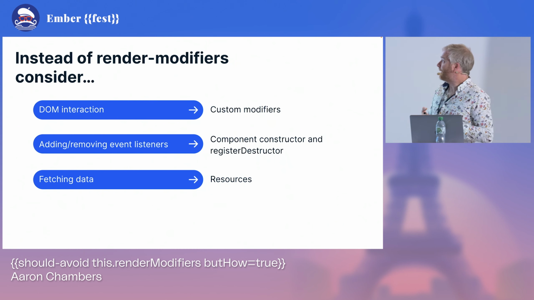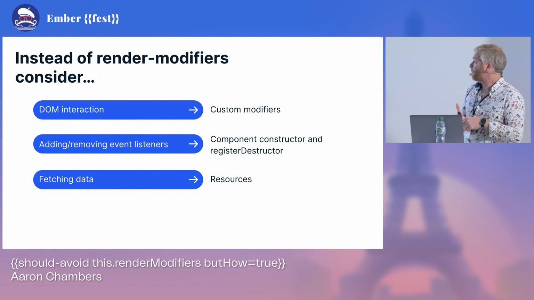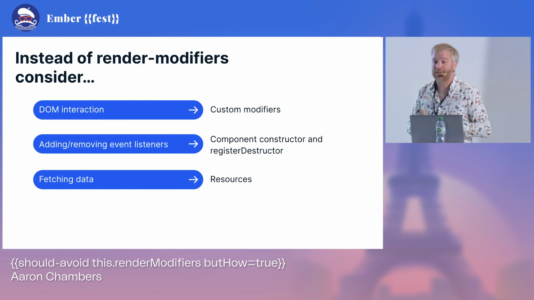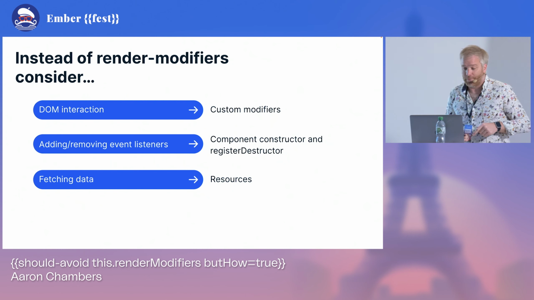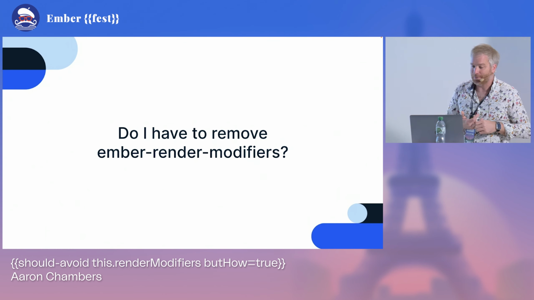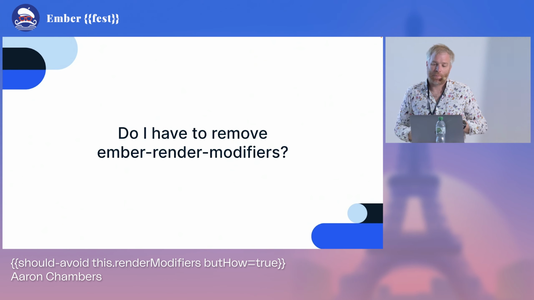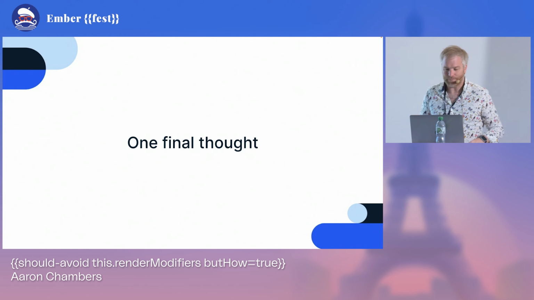So instead of using render modifiers for DOM interactions, prefer custom modifiers. Prefer the component constructor and register destructor for adding and removing event listeners, or custom modifiers, and resources for fetching data. But do you have to remove them? No. This is one way to write your code and solve the problem, and the projects will still work. But remember the reason that they exist, and modern approaches exist now, especially if you're creating a Glimmer component from the start. If you think of why they're there, it doesn't make sense to use them.